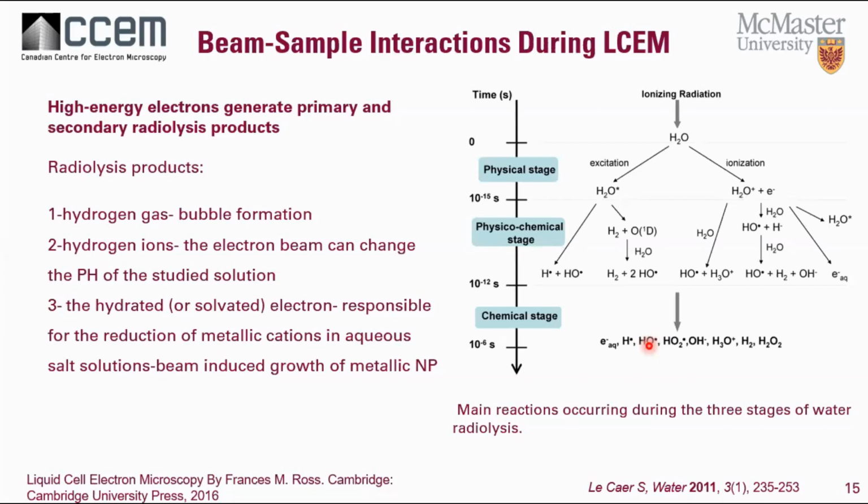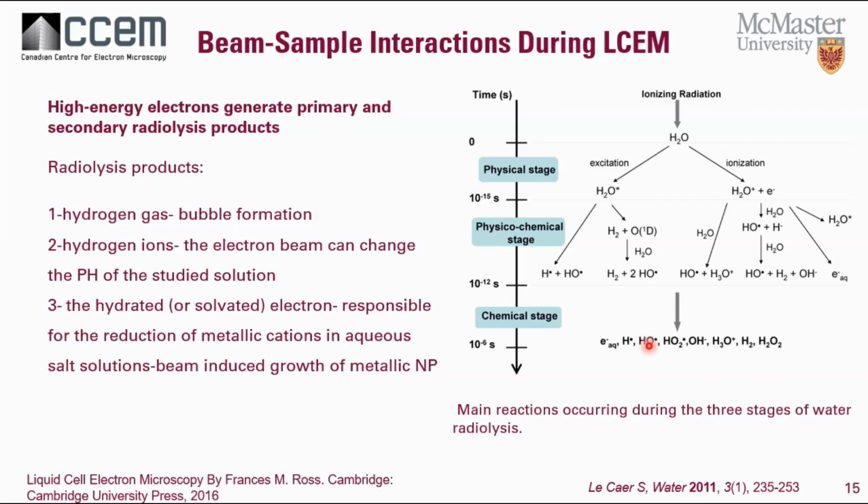The electron beam interaction with solid matter has been studied in detail in the past, but the situation in liquid is quite different. This is because of the high mobility of the species in the sample. High energy electrons generate primary and secondary radiolysis products. These products rapidly, actually in a few seconds, reach equilibrium concentration in the region irradiated by the electron beam.